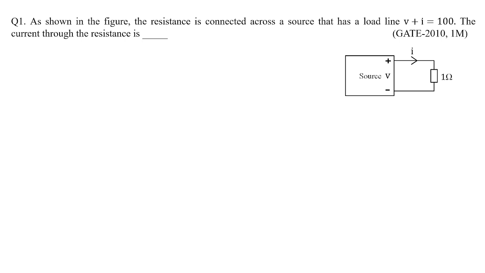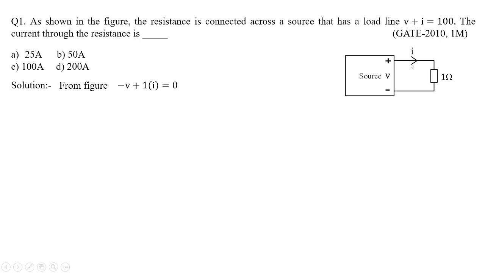We can start with the first problem, where you have a source connected to a resistance of 1 ohm. What is given in the problem? The resistance is connected across a source that has a load line of V plus I equal to 100. The current through the resistance, you have to get the numerical value. For that, the options were given as 25 amperes, 50 amperes, 100 amperes and 200 amperes. This was asked in GATE 2010 for a 1 mark problem.